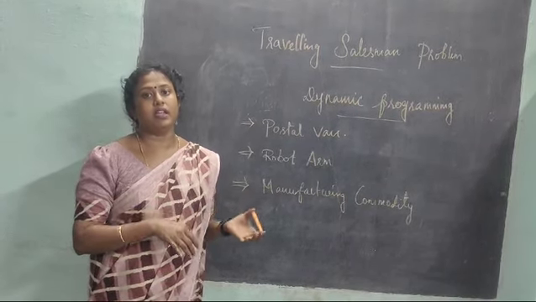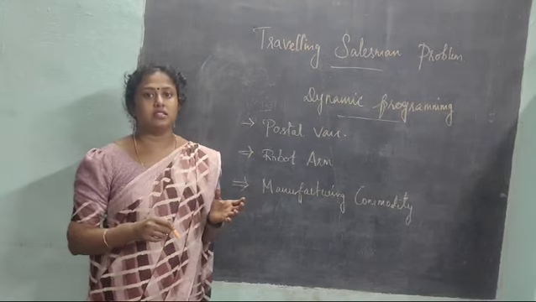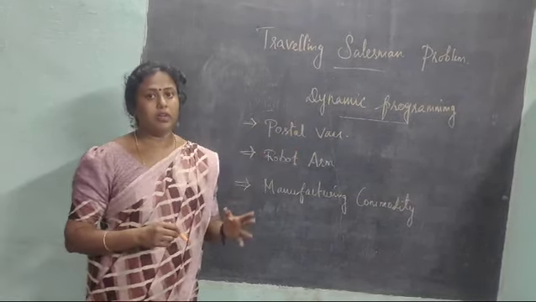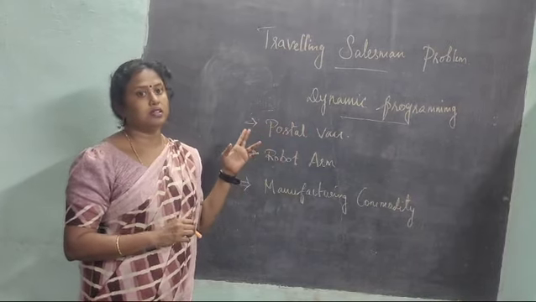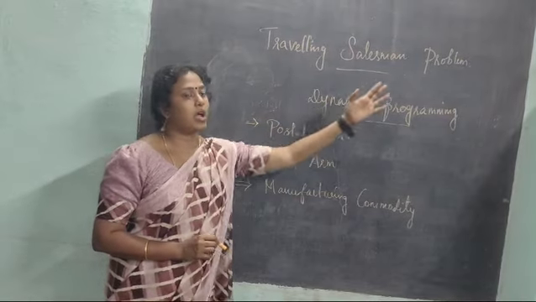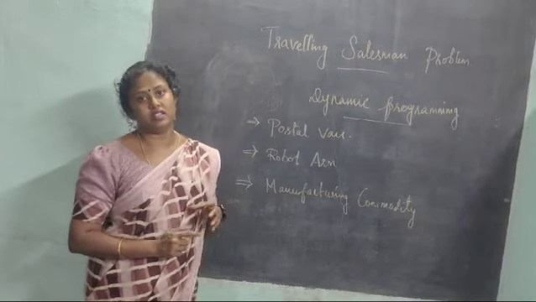The first one: the traveling salesman problem means a traveling man starts a journey from one place, moves to more places, visits the places following a protocol or algorithm, and reaches the same place at the end of the work. So that is the traveling salesman. So what are the problems he faced? That is called the traveling salesman problem.